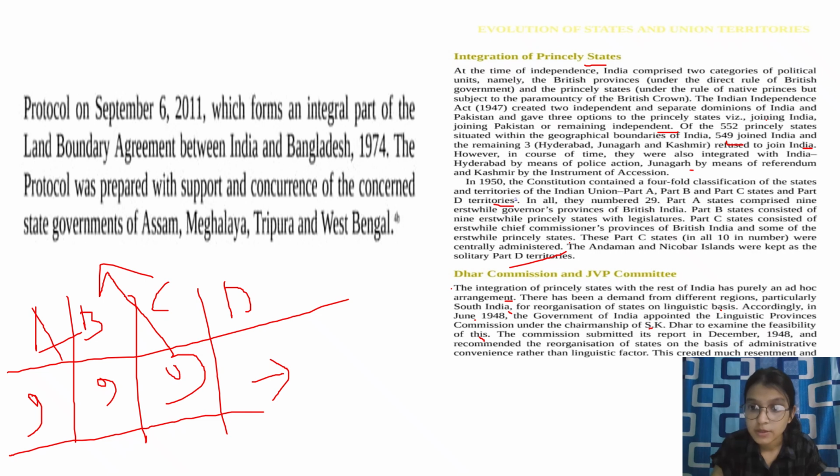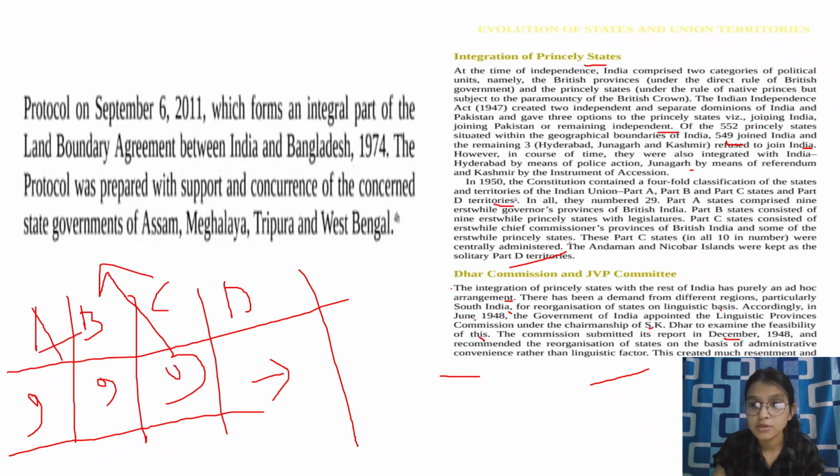Next, the Dhar Commission submitted its report in December 1948 and recommended the organization of states on the basis of administrative convenience rather than linguistic factors. So they have done all the research and said that the organization of states can be done, but on the basis of administrative convenience, not on linguistic basis. This is the result that was given to the government by the Dhar Commission.